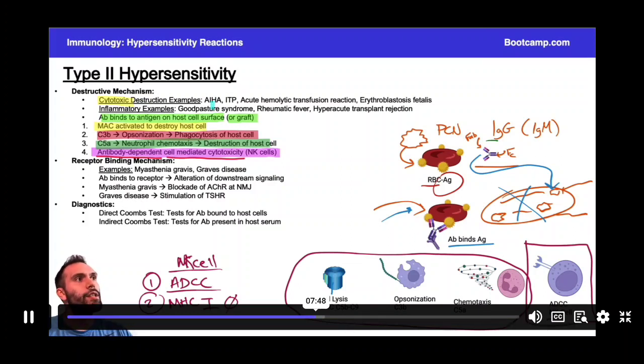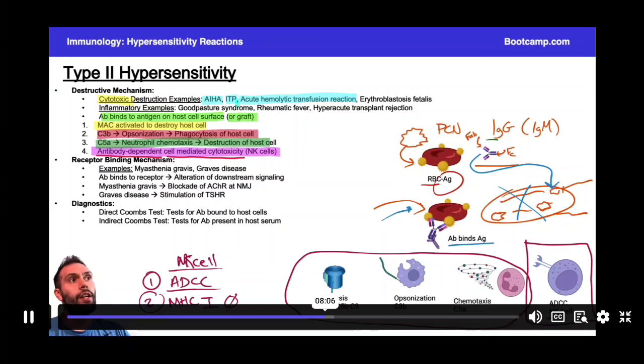So autoimmune hemolytic anemia, very classic for this type 2 hypersensitivity, where you have antibodies that are binding to your red blood cells and eventually causing complement-mediated lysis and ADCC of those cells. The same thing is true with your platelets. You can have immune thrombocytopenic purpura, ITP, acute hemolytic transfusion reactions.